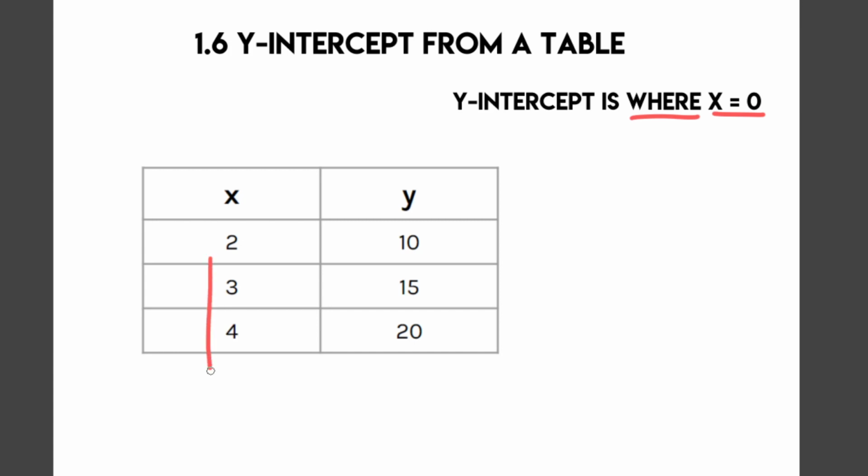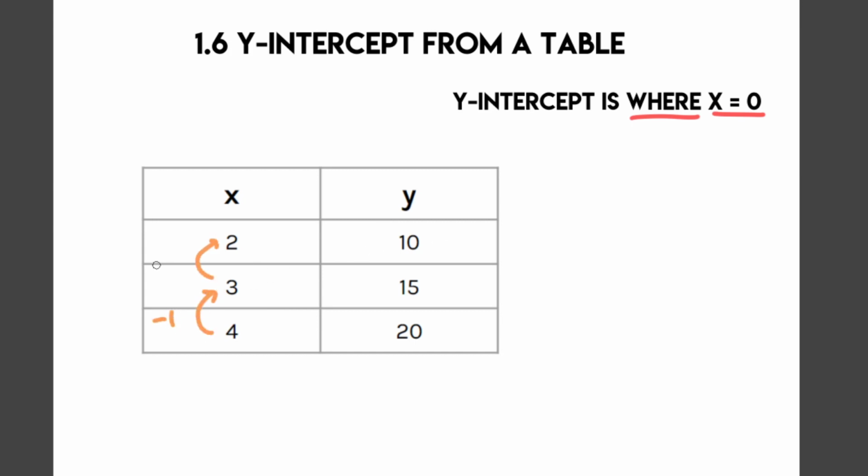So instead of following the pattern down this way, we actually have to follow the pattern this way to get to 0. Because if we go this way, it's going to be 2, 3, 4, 5, 6, 7. We're never going to get to 0. It's just going to keep growing. So we got to go this way this time. So once again, from 4 to 3, we are subtracting 1.